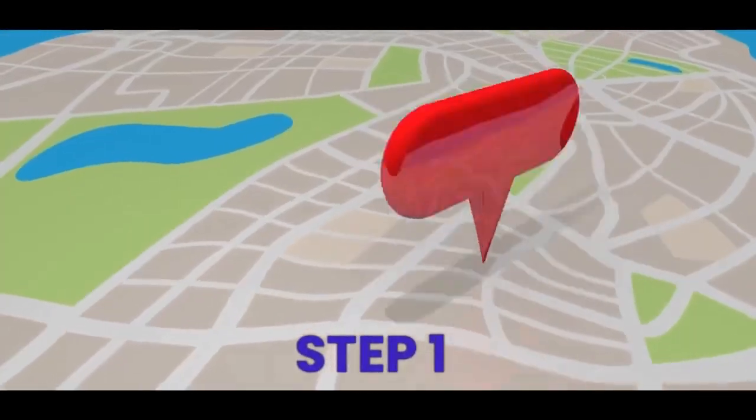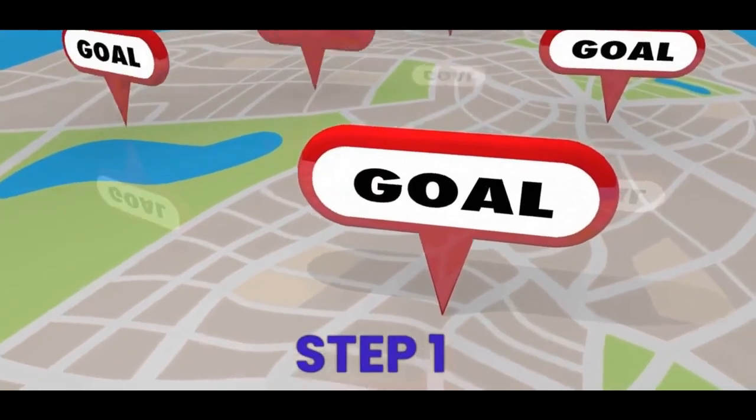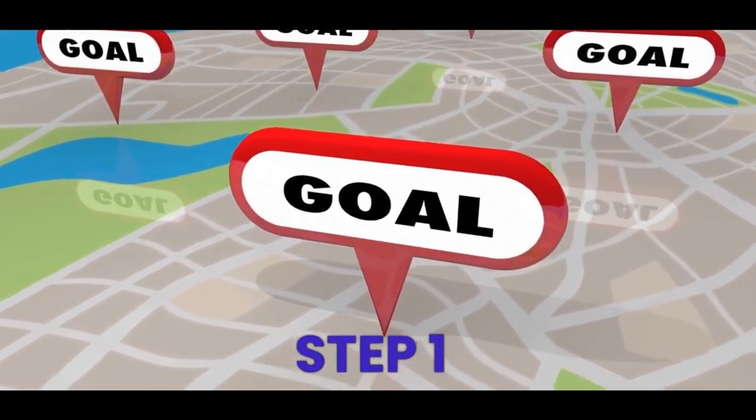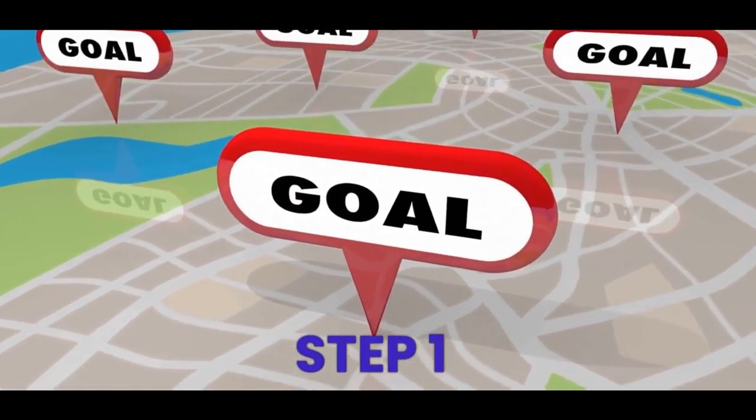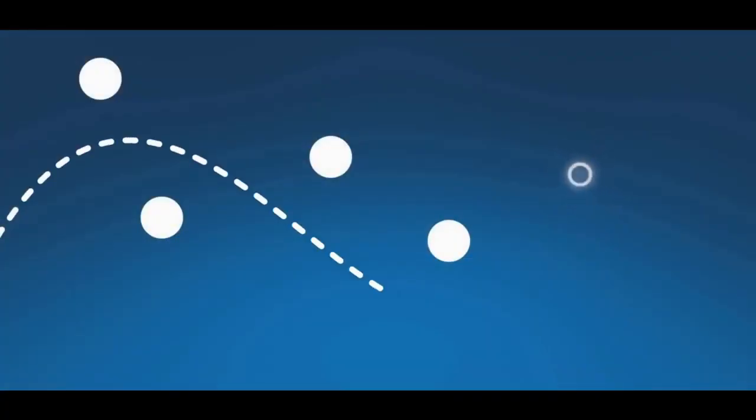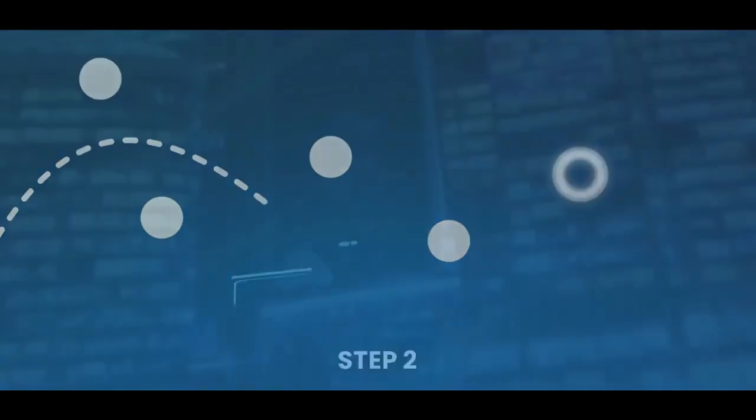Step 1. Identify your objectives. The first step in creating a successful social media campaign is to identify your objectives. What is it that you want to achieve with your campaign? Are you looking to increase brand awareness, generate leads, or drive sales? Once you have a clear understanding of your objectives, you can start to develop a strategy that will help you achieve those goals.